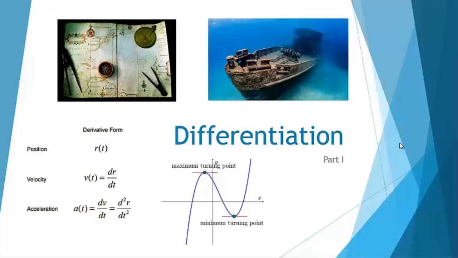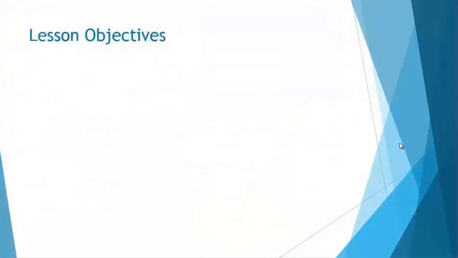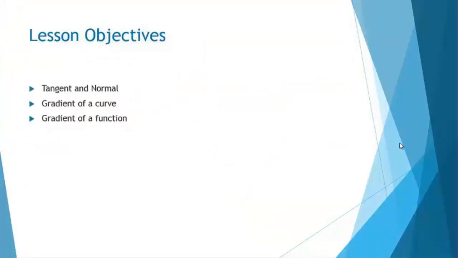For example, cost, strength, amount of materials used in a building, profit and loss can be found using the derivative of functions. Derivatives are also met in many engineering and science problems, especially when modeling the behavior of moving objects. So we are going to learn about tangent and normal, gradient of a curve and gradient of a function.